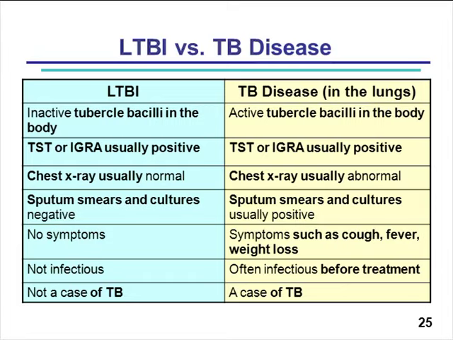On the right-hand side, TB disease, where we'll talk about TB in the lungs, which is pulmonary TB. The bacillus is considered active in the body. IGRAs or TSTs are typically positive. X-rays are typically abnormal. Sputum smears and cultures are usually positive. Again, the smear can be negative, but the culture would grow MTB. Symptoms such as cough, fever, and weight loss will be present, but the main mechanism of TB transmission is through coughing. And the patient is often considered infectious before treatment, and obviously this would be a reportable case of TB.